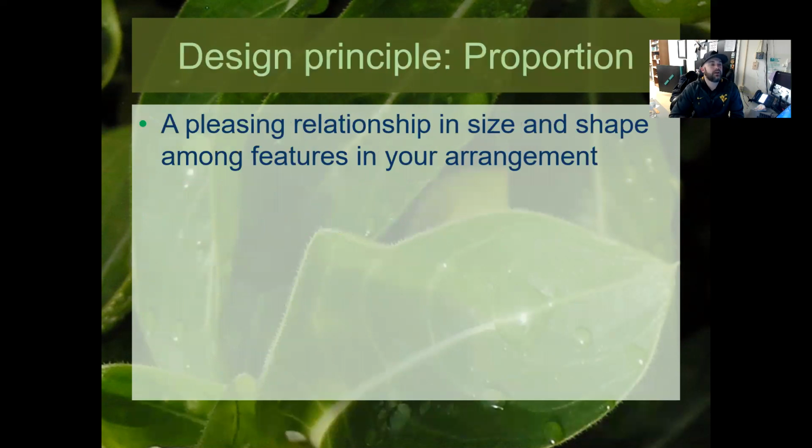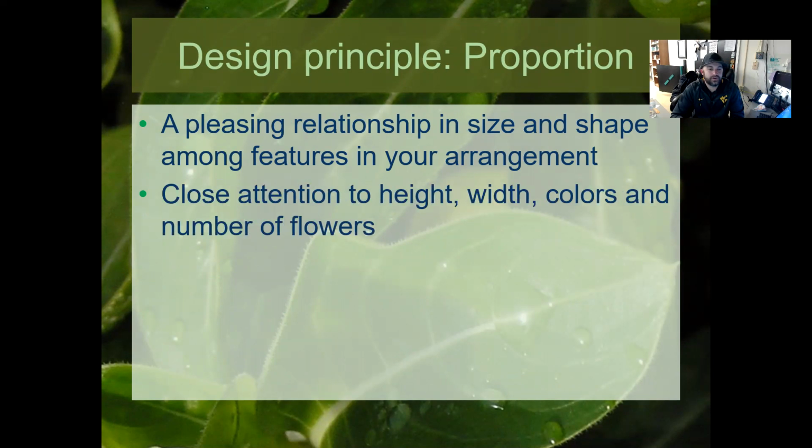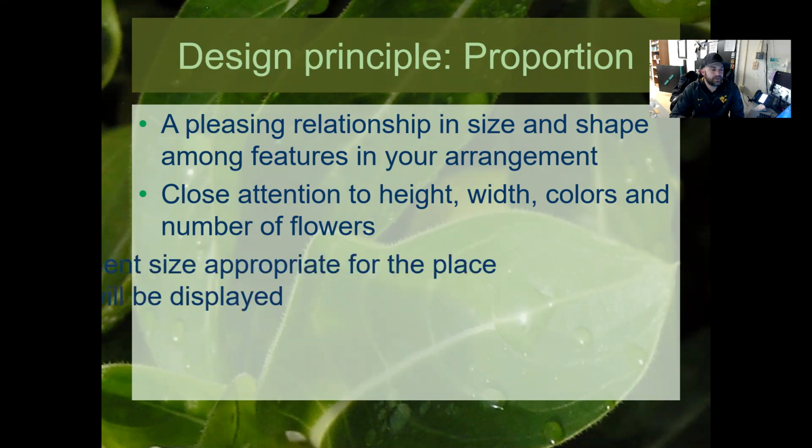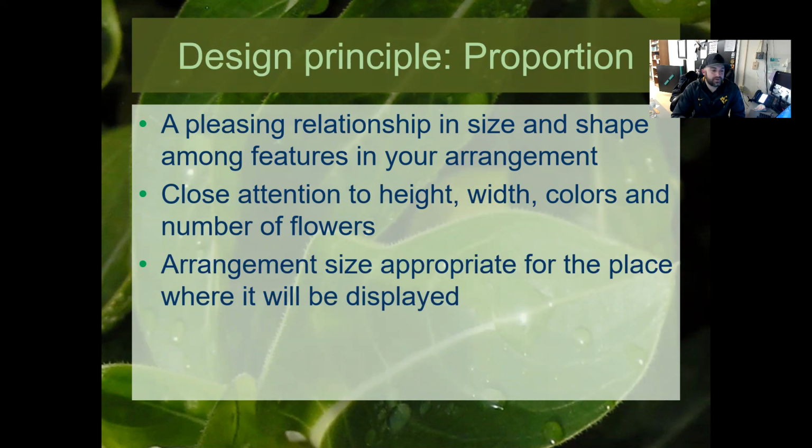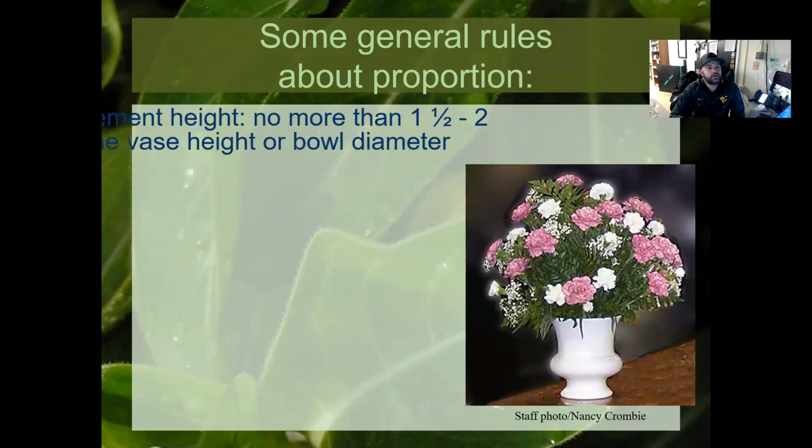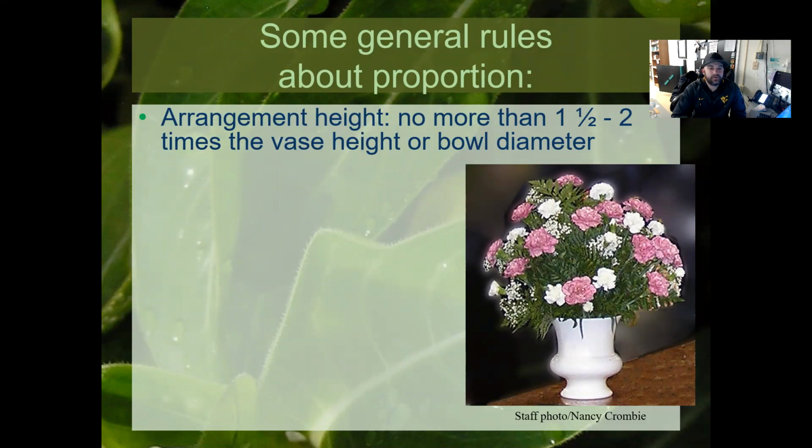Let's move on to proportion. A pleasing relationship in size and shape among features in your arrangement. Pay close attention to height, width, colors, and number of flowers. Arrangement size should be appropriate for the place where it will be displayed. And some general rules: arrangement height no more than 1.5 to 2 times the vase height or bowl diameter. When you take a look at the image on the right, you'll notice that it has 1 to 3 colors, but the arrangement height isn't too much. It's only 1.5 to 2 times the height of the vase, and about 2 times the width.